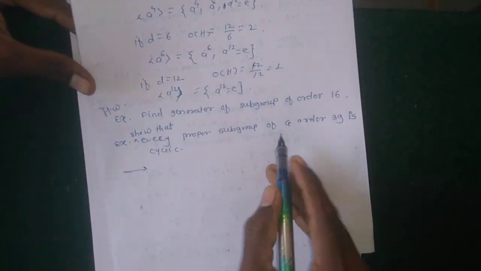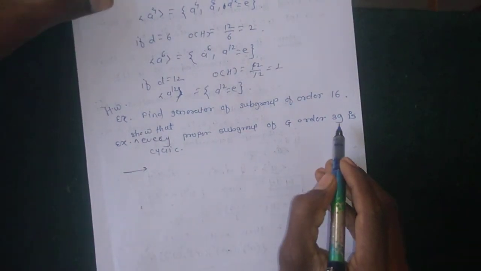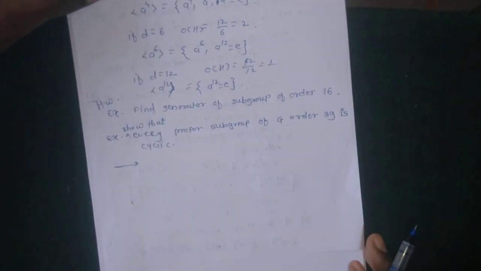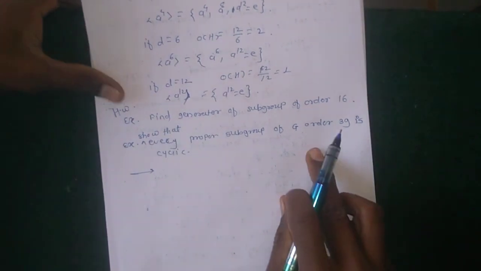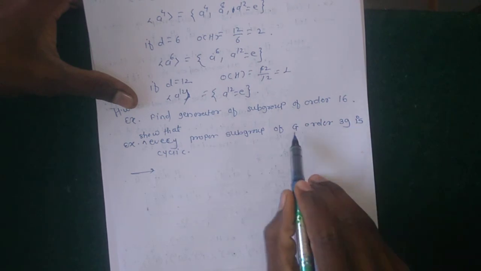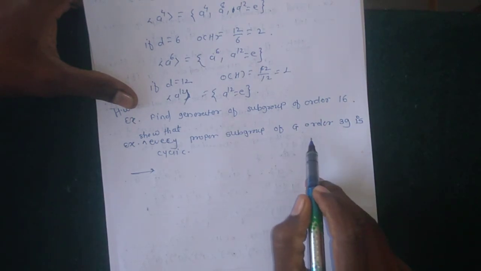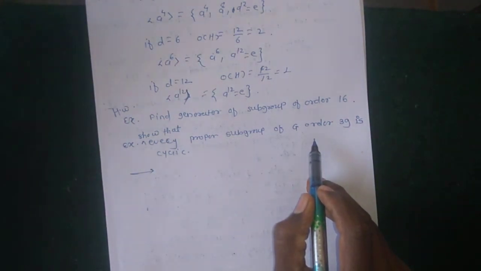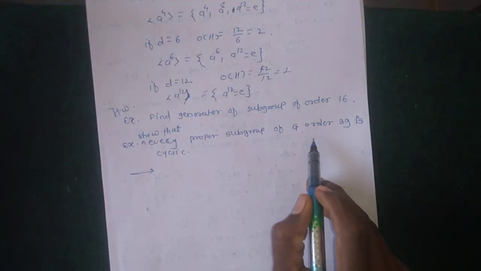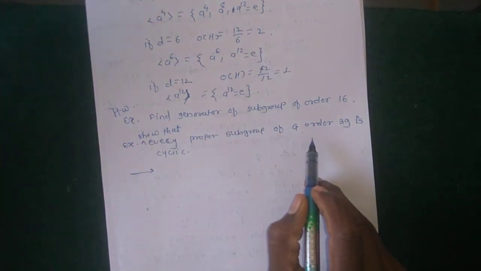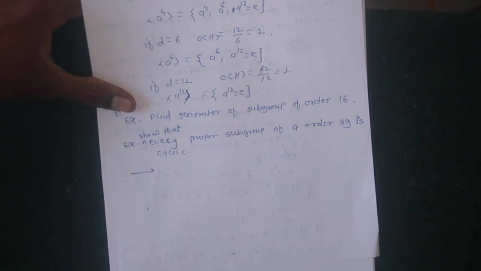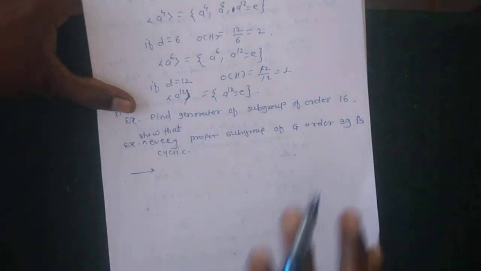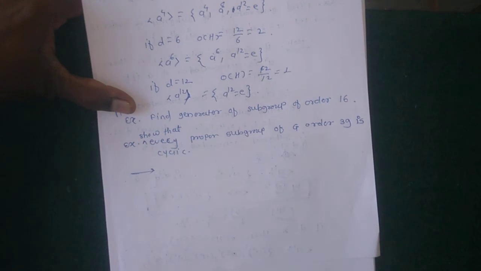Here the given group G has order 39. To find every proper subgroup: a proper subgroup means one which is not equal to the identity and which is not equal to G itself. The singleton identity and G itself are improper subgroups. So a proper subgroup is one which is not equal to the identity and G itself.